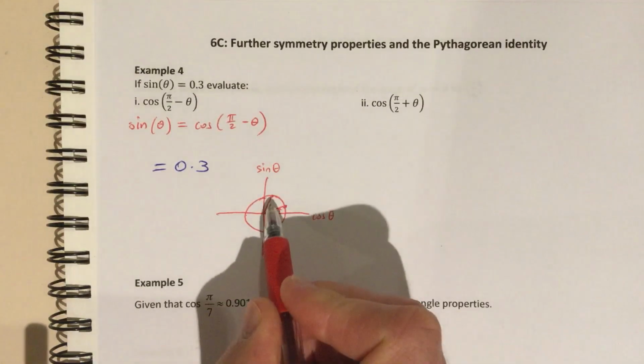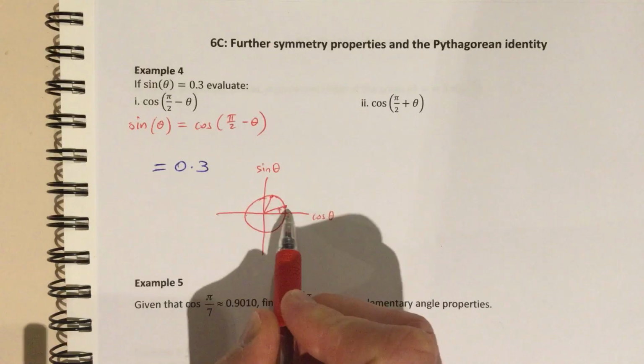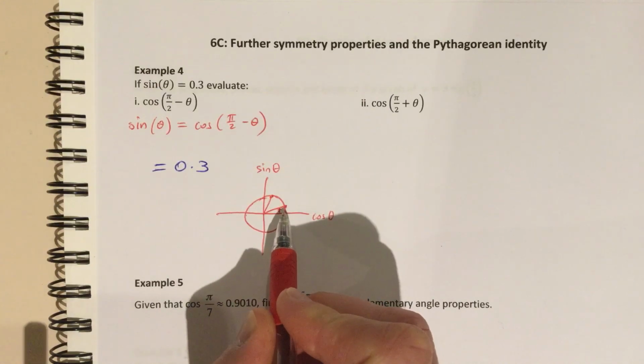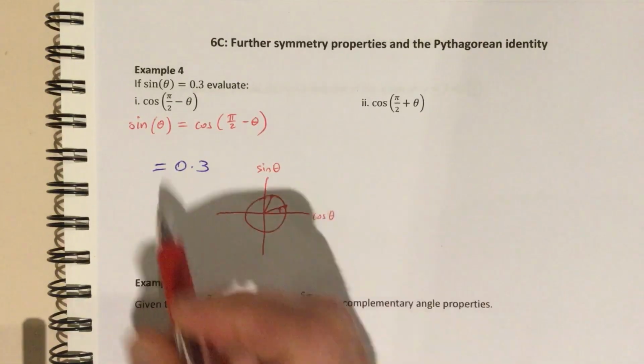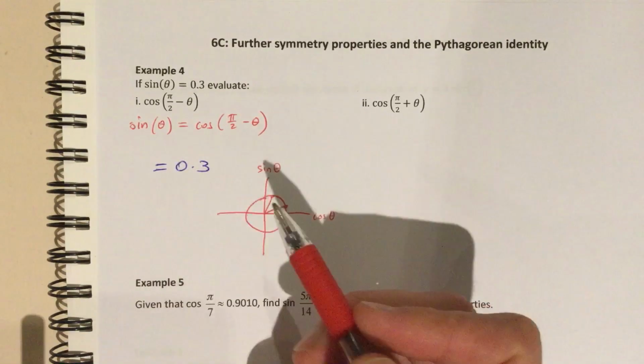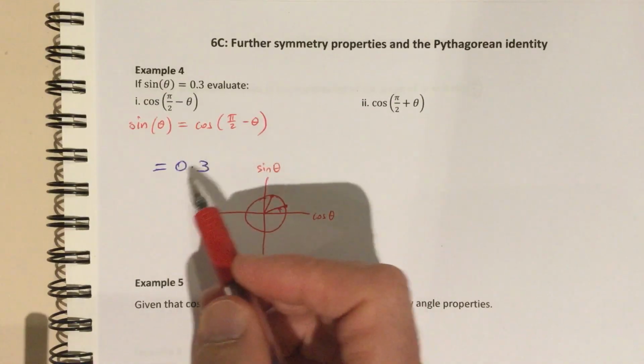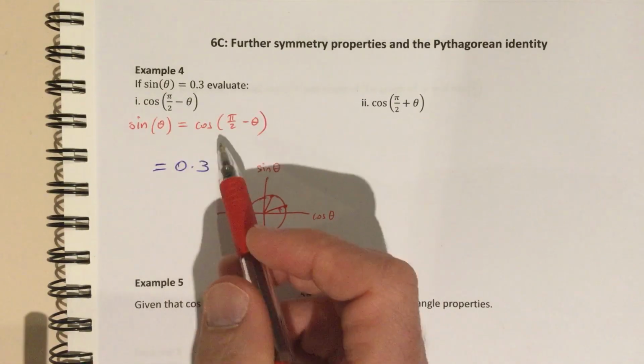And by symmetry, as you go from that point there to that point there, your sine and cosine values are just swapping. The x and y coordinates are just swapping around. And that's why sine of theta equals cos of pi on 2 minus theta. And also the other way around, cos of theta would equal sine of pi on 2 minus theta.